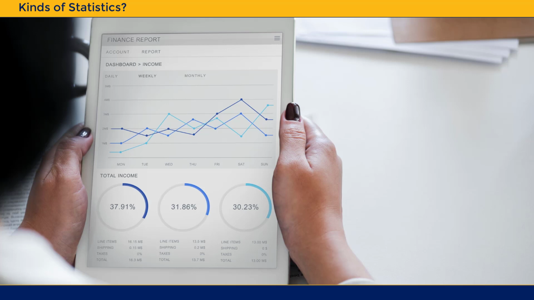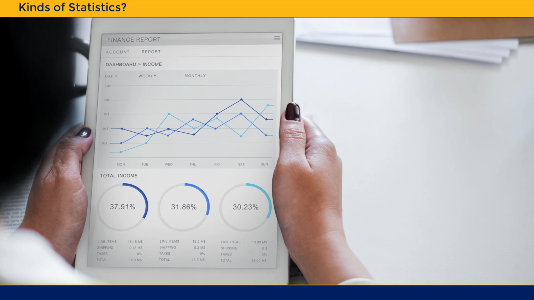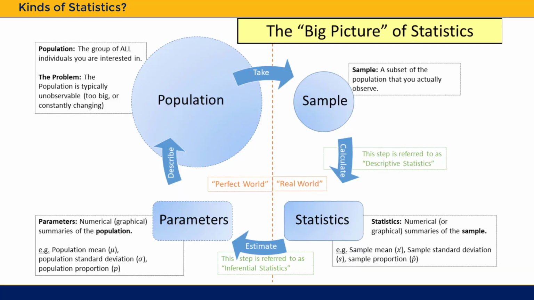Descriptive statistics refers to the collection, presentation, and summary of data, either using charts and graphs or using numerical summary. Inferential statistics, on the other hand, refers to the generalization from a sample to a population, estimating unknown population parameters, drawing conclusions, and making decisions.